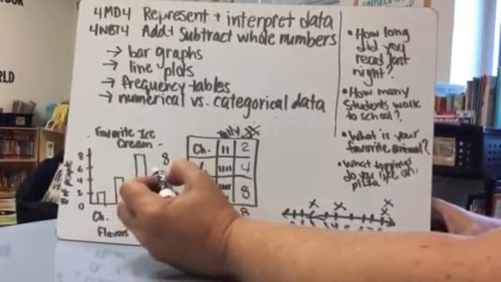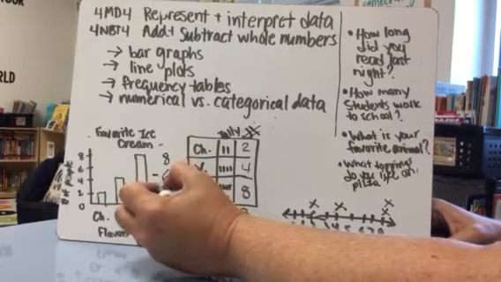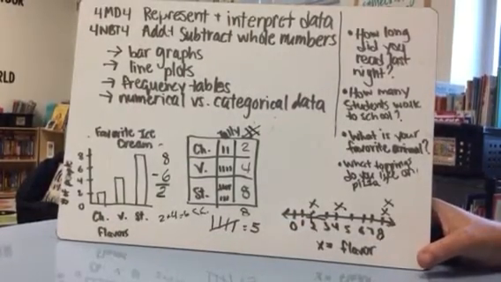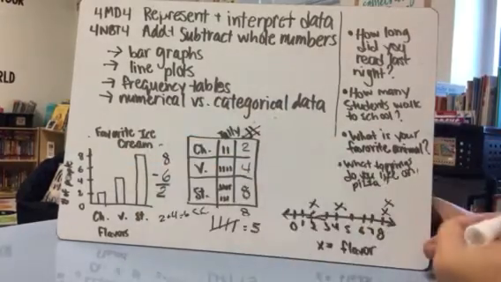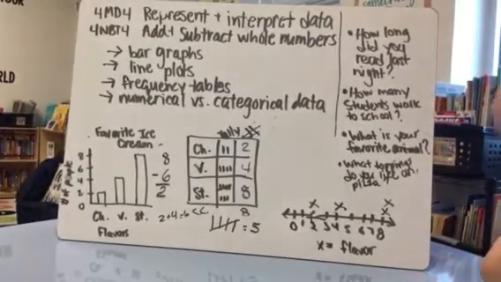How many more? That means I need to find a difference. I need to compare my 8 with a 6 and see what the difference is. 2. 2 more people chose strawberry than chocolate and vanilla combined. Especially important to record equations when the numbers become larger that we're working with.